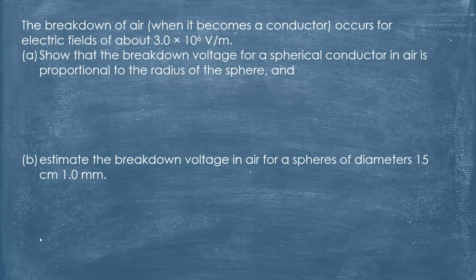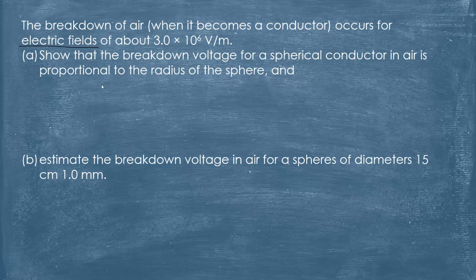Alright, last example has to do with the breakdown of air, which is when it starts becoming a conductor, and that occurs at 3 million volts per meter when that is your electric field. Alright, so part A, we want to show that what's called the breakdown voltage, which varies from object to object, is proportional to the radius of a sphere, and then we want to do part B.